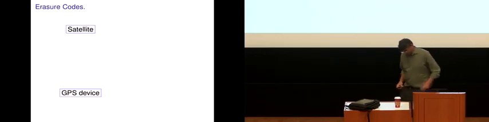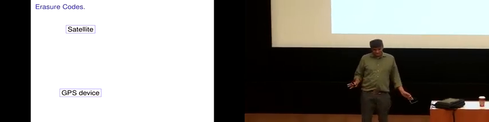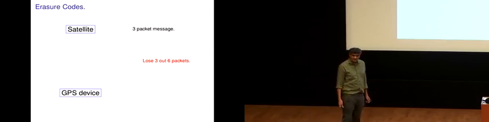All right. So, can you hear me? Yeah. 3-packet message. I say it's a satellite, so these things are not completely reliable. So say the satellite is talking to your GPS device.